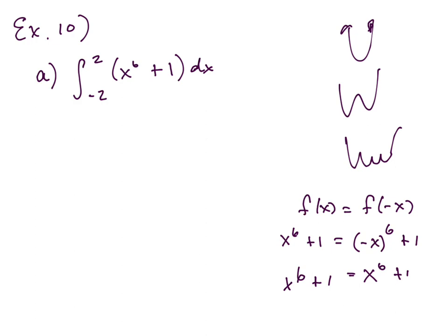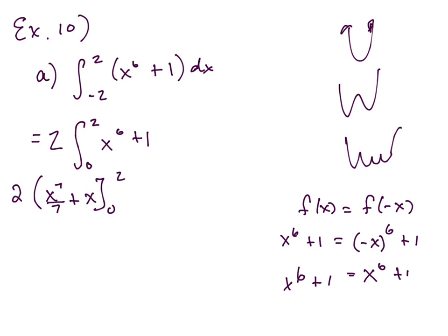then we can say this is equal to 2 times the integral from 0 to 2 of x to the 6th plus 1. So I have 2 times x to the 7th over 7 plus x evaluated on 0 to 2. What's 2 to the 7? 128. 128 over 7 plus 2 minus 0. That's why it's so helpful.